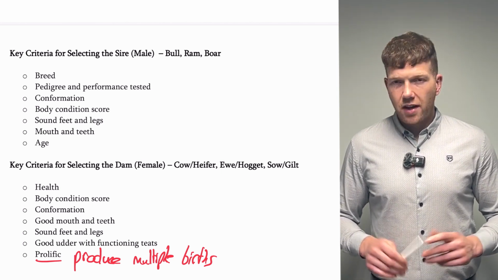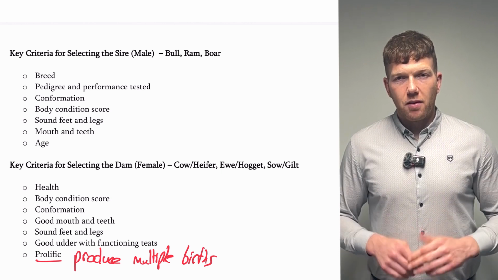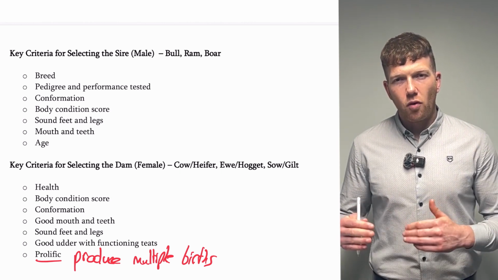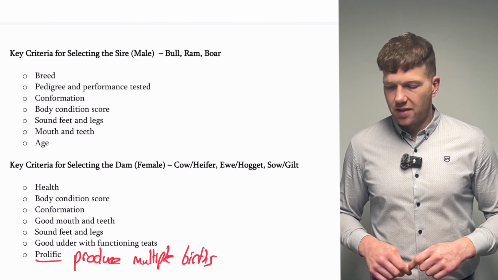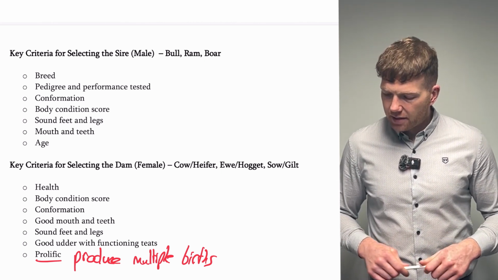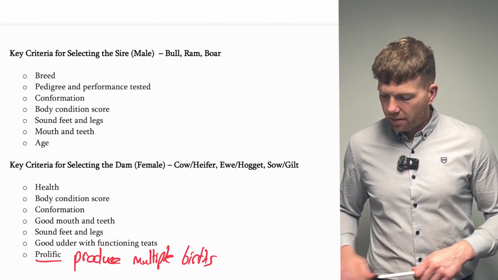The body condition score, that's mainly for rams before you bring them in, before you leave them with the ewes, because they'd have to be up around 4, which would be quite high, but they lose a lot of condition during the breeding season. Sound feet and legs, mouth and teeth, and age. That's one of the things you'd be looking at when selecting a bull, a ram, or a boar.